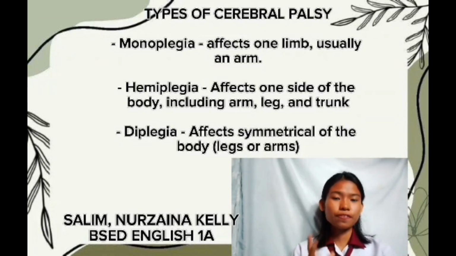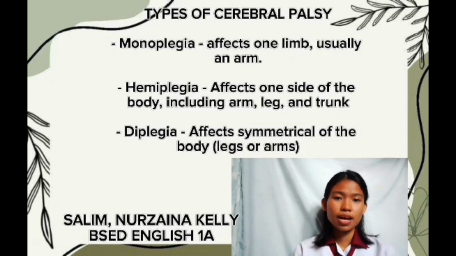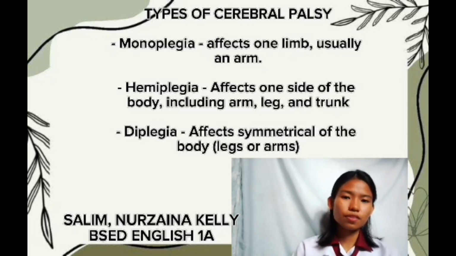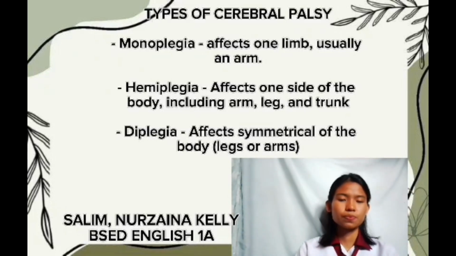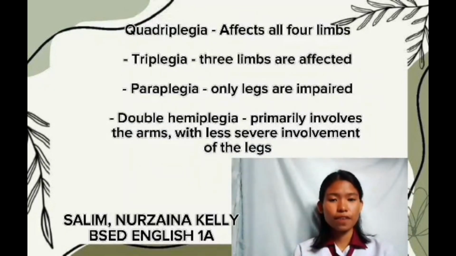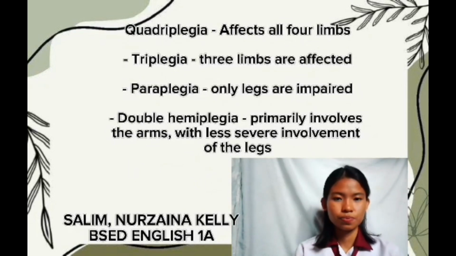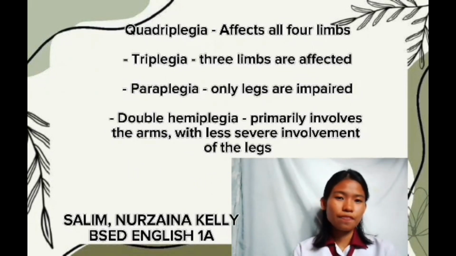Hemiplegia, which affects one side of the body, including arm, leg, and trunk. Diplegia affects symmetrical parts of the body, such as the legs or arms. Next is quadriplegia, which affects all four limbs, while triplegia affects three limbs.